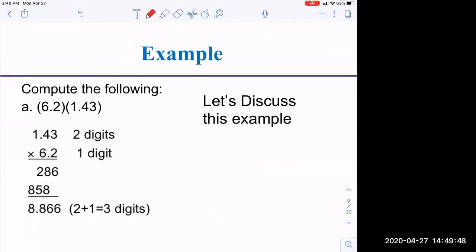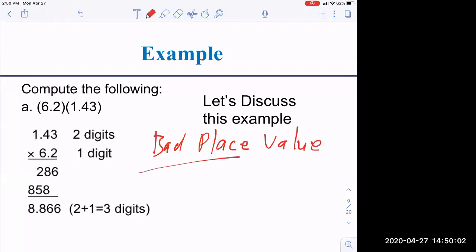I'm not going to sit and discuss this, maybe during class, but just think of place value throughout this whole example. Remember, we emphasize place value in this class. This example is terrible. Just think of all the places you can see bad place value.